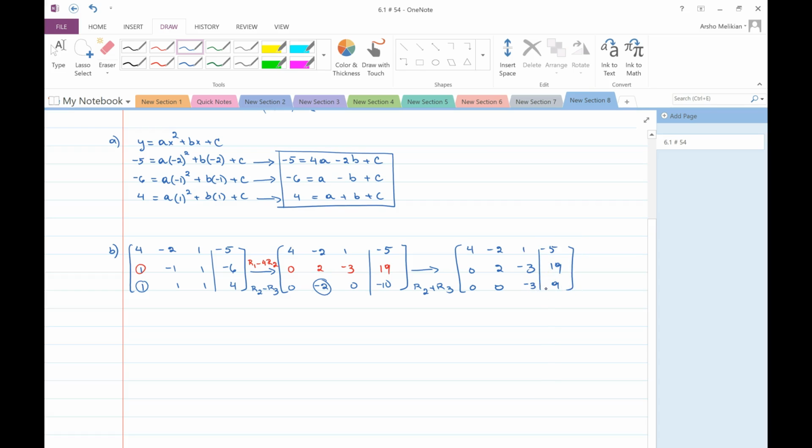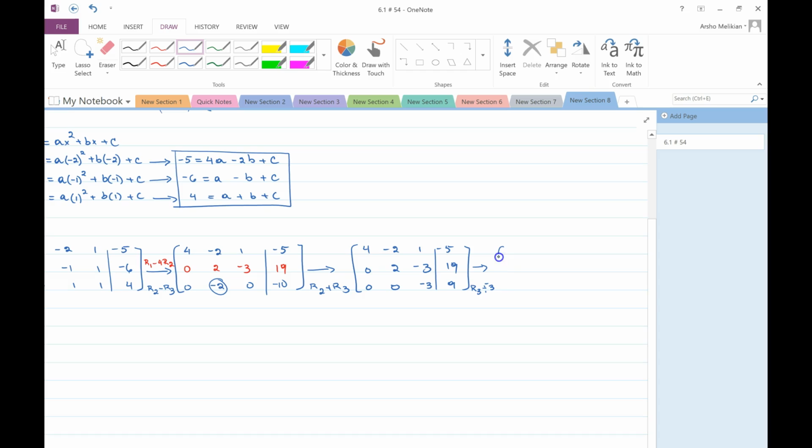Now, is this in row echelon form? No. What do you need to do to put it in row echelon form? Divide everything so that the main diagonal is 1, right? Now, let's divide this row by negative 3. Then I get, hang on, 4, negative 2, 1, negative 5, 0, 2, negative 3, 19, 0, 0, 1, negative 3. Okay? Now look.